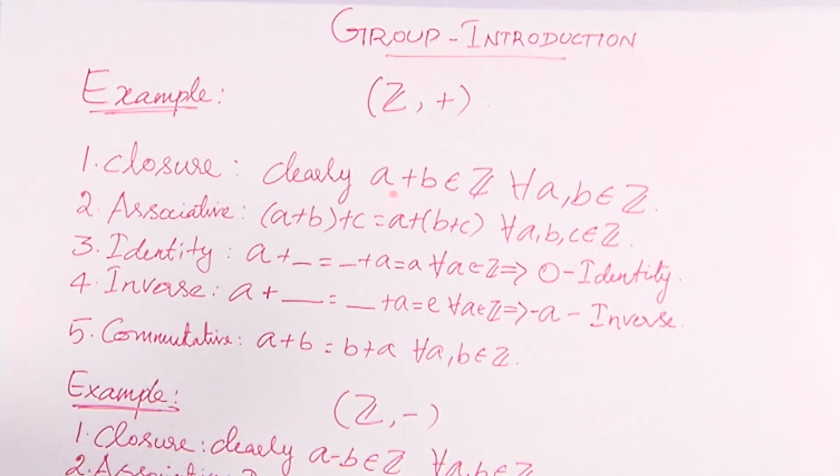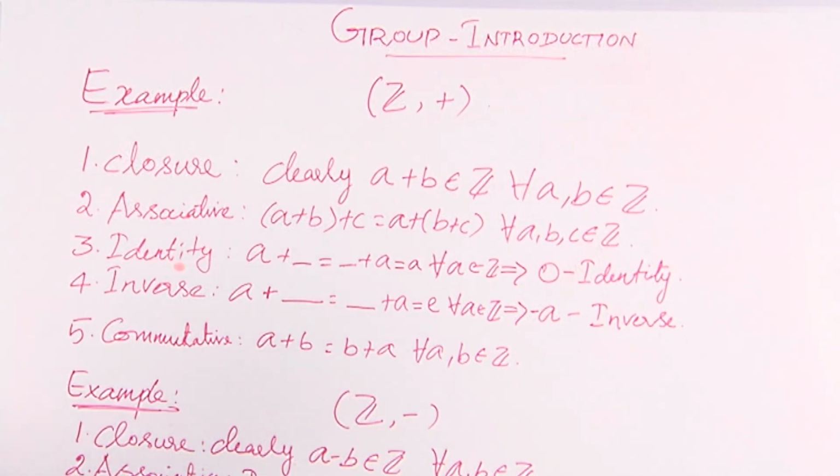Clearly, the sum of any 2 integers is again an integer, therefore a + b belongs to Z for all a, b in Z. Therefore, the closure property is very clear. Next, we move on to associativity. This is also almost clear: (a + b) + c is always equal to a + (b + c). So this is always true for addition. Therefore, (Z, +) satisfies the associative property as well.